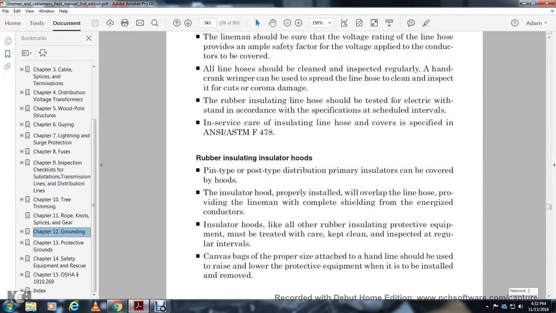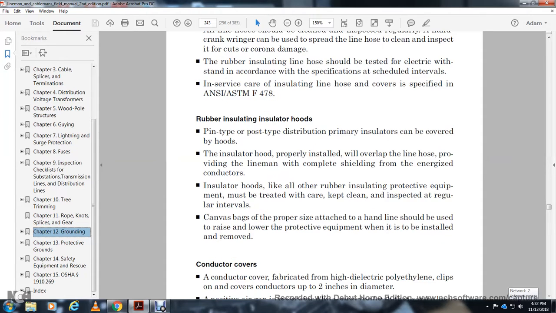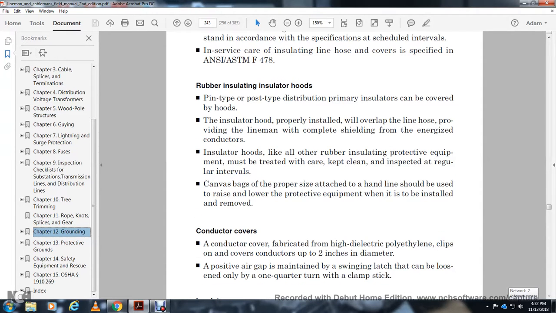Used with the raised floor protective equipment, and when it is being installed, then remove the conductor cover of the fabric of the high electrical polyethylene clips, then covers on the conductors up to 2 inches in diameter. Positive the air gap to maintain with the swing of the latch that can be loosened only by a quarter turn with a clamp stick.